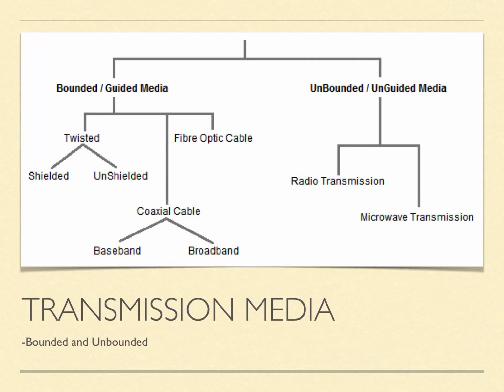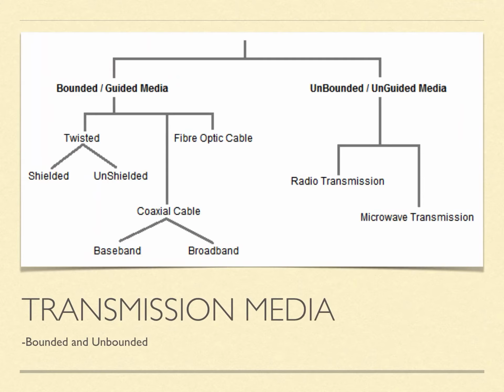You have your guided media and you have your unguided media. Guided media is basically your copper cables, your fiber optic cables, and so on. Copper cables are divided into two parts. You have your coaxial cables and you have your twisted pair cables. Twisted pair is also divided into two parts, where you have shielded and unshielded. Coaxial has baseband and broadband. I'm going to look at all this further along the presentation.